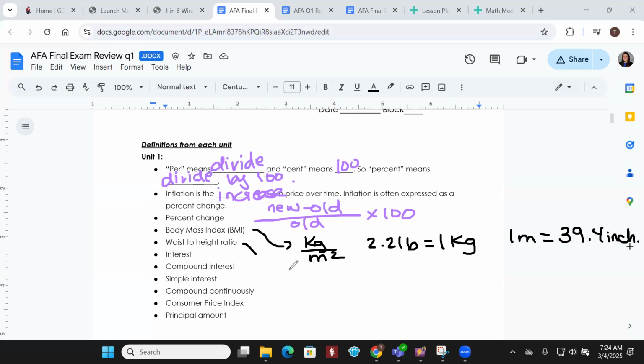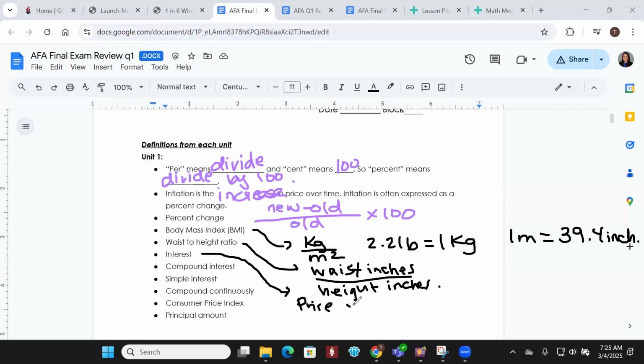All right, the waist to height ratio is your waist in inches divided by your height in inches. And interest is the price you pay to borrow money. All right, hopefully none of that was new. Hopefully that was a little bit of a review.